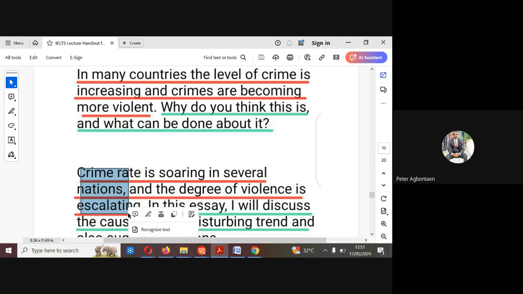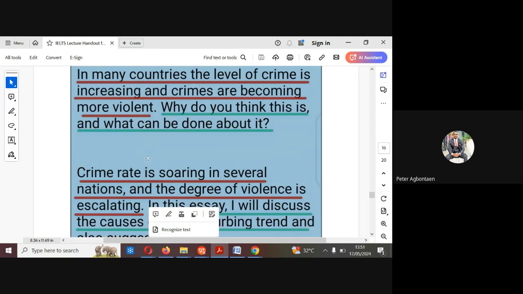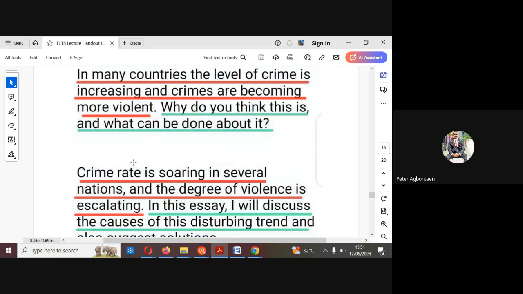So that's what it means. Okay, but then how did I do it? How did I paraphrase here? Let me show you something. The word rate that I use here, do you notice it's not in the original question? The rate is not there. Instead, I've used rate to replace the word level. All right, so I use rate to replace level.